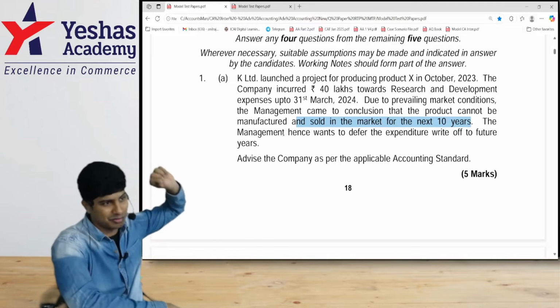Second paragraph: the matter of the case, or case information, whatever is available in the question. Third paragraph: conclusion. You will tell, based on the provisions of Accounting Standard 26 applicable on K Limited, such expenditure of 40 lakh should be written off to P&L. That's our answer. I'll show you the answer.